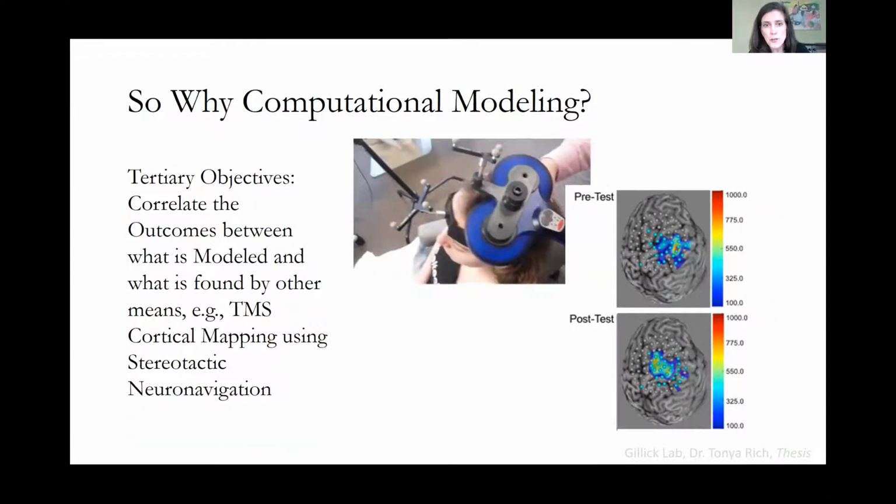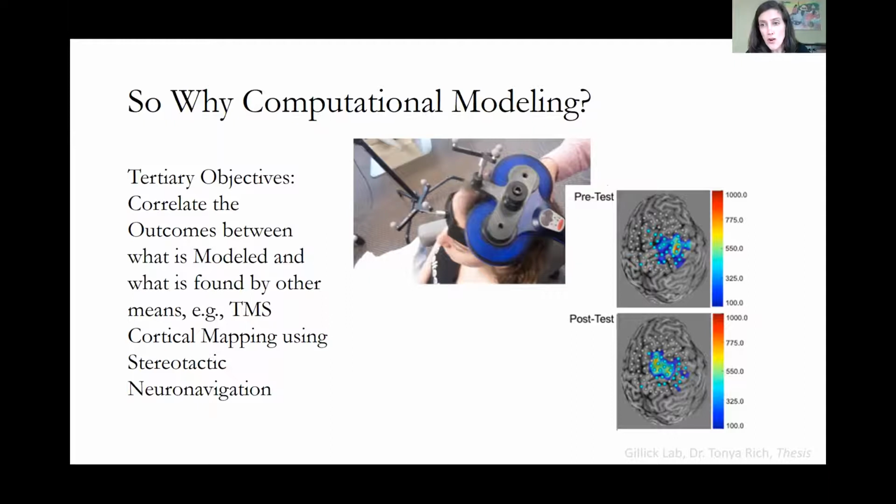From a tertiary perspective also, how do you correlate the outcomes between what we've modeled and what we found by other means? This is an individual who we're evaluating using TMS, and we can look at the areas of cortical excitability, and specifically, using stereotactic neuronavigation, the location and targets that will elicit a motor evoked potential in an intrinsic hand muscle or a forearm muscle.